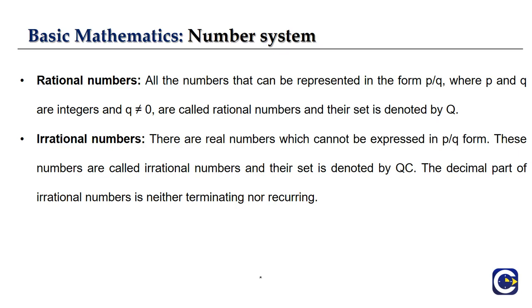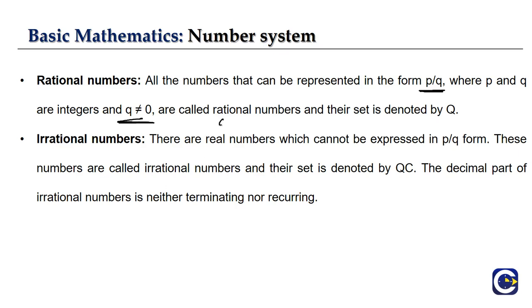So first, let's see what rational numbers are, and then we'll get into irrational numbers. Rational numbers are all the numbers that can be represented in the form p by q, which is in the form of a fraction, where p and q are integers. The one more condition here is that q should not be equal to 0. These numbers are called rational numbers, and the set of rational numbers is denoted by capital letter Q.